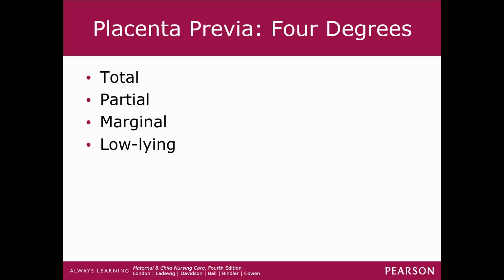A total placenta previa is a placenta that is completely covering the cervical os, the internal cervical os. So it's the part of the cervix that is in the uterus. You have the external cervical os and the internal cervical os. The external is the one that you get to when you do a vag exam. The internal is in the uterus, okay? So the placenta is completely covering the cervix.